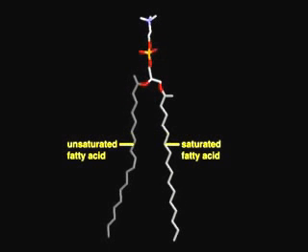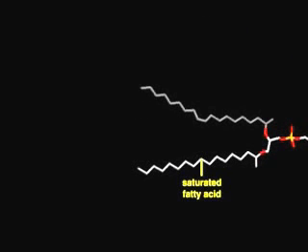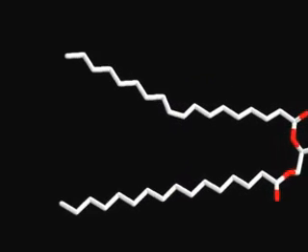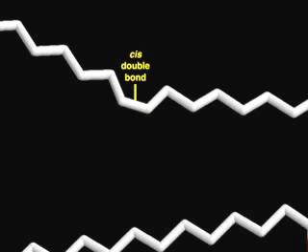In contrast, the fatty acid tails are hydrophobic, that is, they are repelled from water. The fatty acid tails on phospholipids can be saturated with no double bonds or unsaturated with 1 or more double bonds. The double bonds are usually in the cis configuration, which introduces sharp kinks.